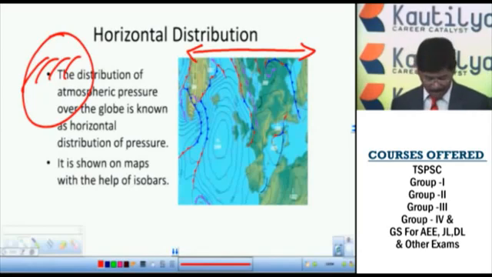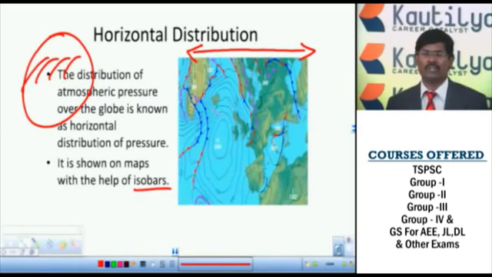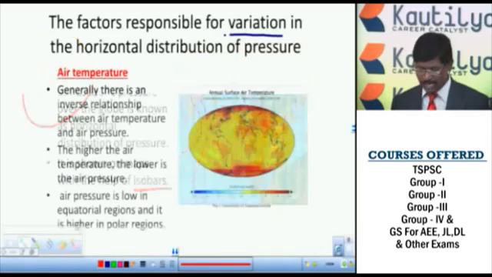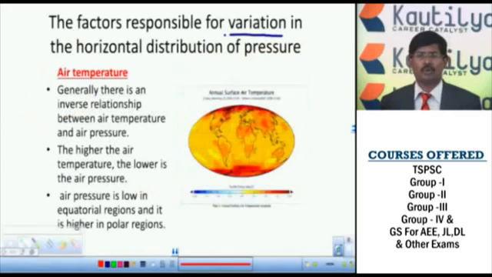It is shown on maps with the help of isobars. Isobars show the areas where an equal amount of atmospheric pressure is there. If we draw that, the lines are called isobars. So this is about the horizontal and vertical distribution of atmospheric pressure.